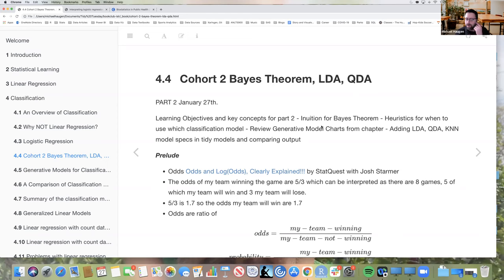I know there's a lot of text starting out right away here, but basically, the learning objectives for today: I wanted to go over intuition for Bayes' theorem, heuristics for when to use which classification model, like when to use LDA, when to use QDA. Review some of the main charts, the ones that show up in those YouTube videos we were just talking about, from the chapter, and go over what those mean. And then add the LDA, QDA, KNN model specs in tidymodels and compare the output. So that's what I want to do.